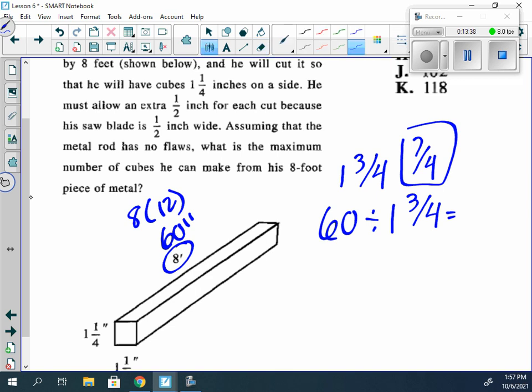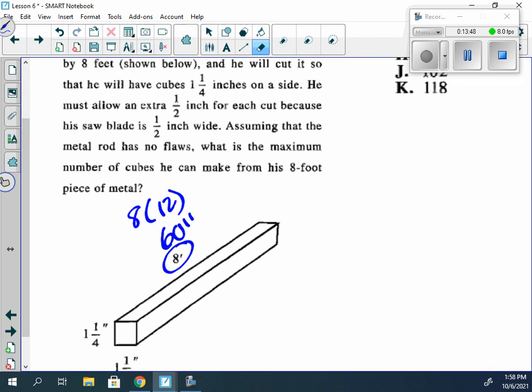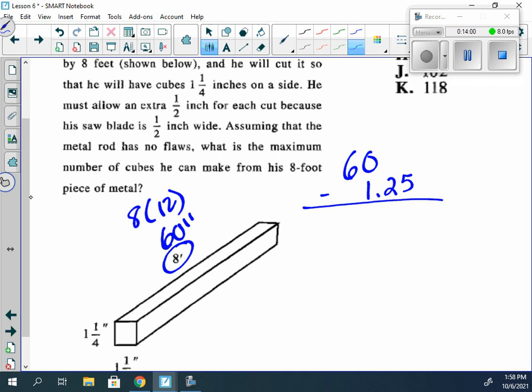I got the same thing. Okay. Yeah, because that should be 1 3/4. So that doesn't work out quite well. But what we did know is that one of them will be exactly 1 1/4, or minus 1.25. Because the last one that we use will be that exact dimension. We don't have the extra to take off. So that'll tell me that I have 58.75.